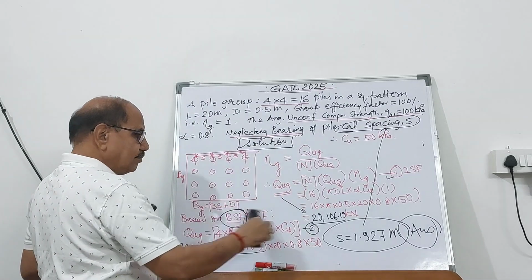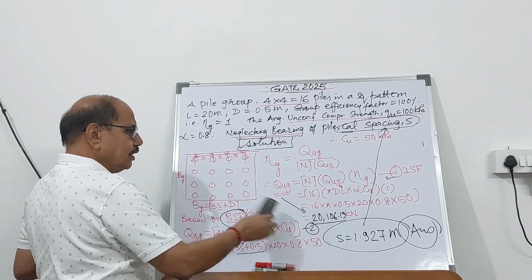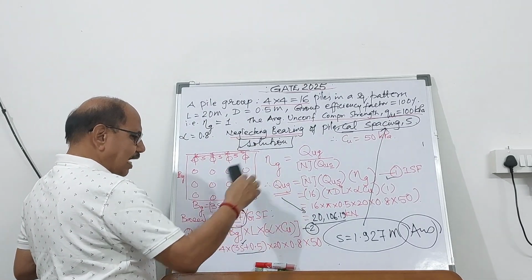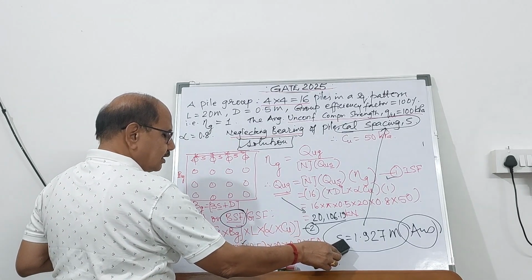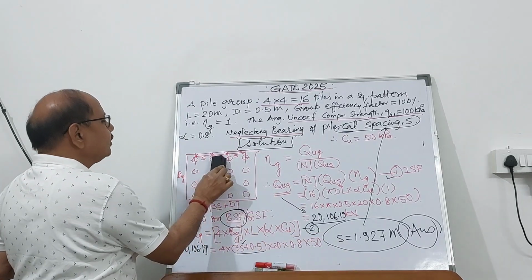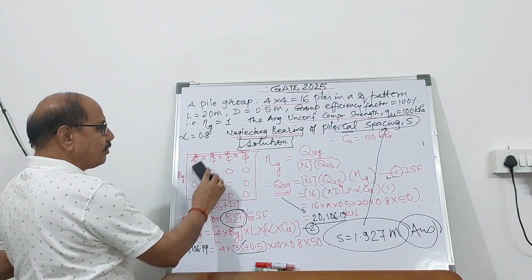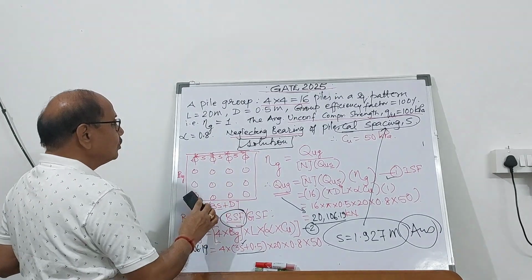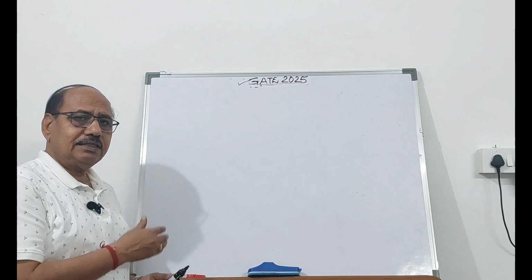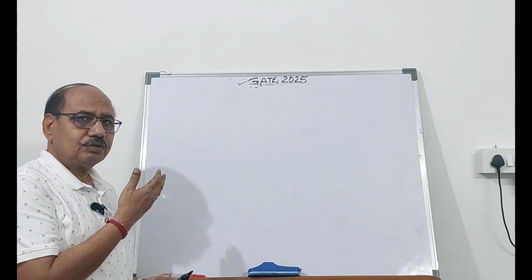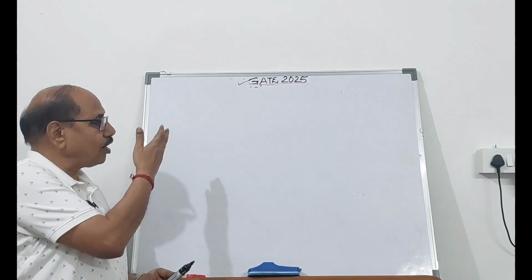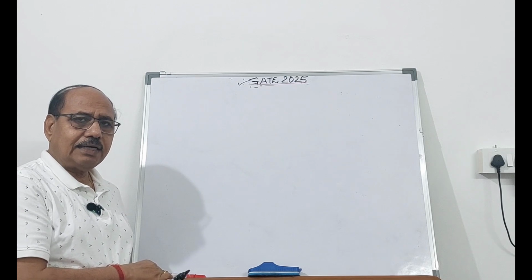And here also I am trying to give you the complete idea of how to calculate the center to center spacing between two consecutive piles. So with the help of the diagram, I hope these things are clear to you. You have seen 2025 GATE problems being solved over here.